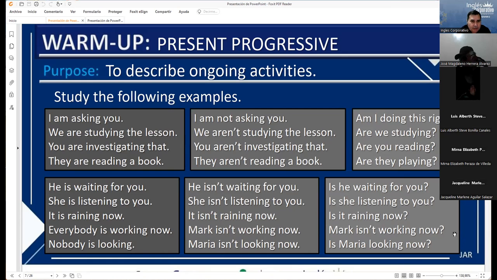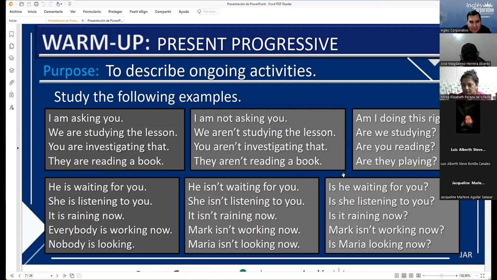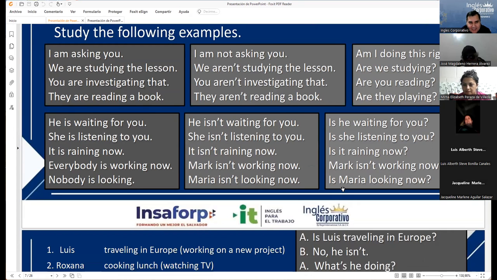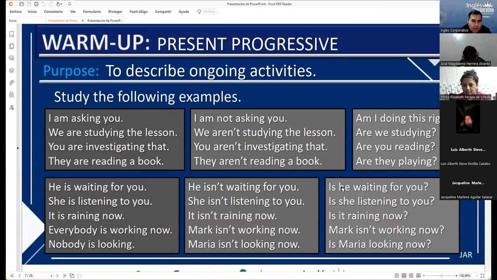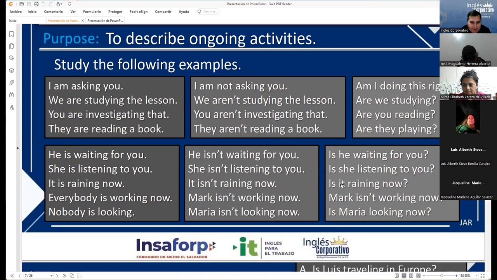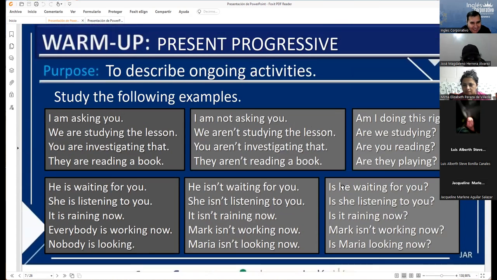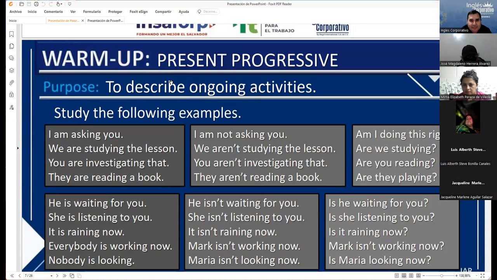Is Maria looking now? And the rule that was here? Which rule? No, sorry, it's the agenda table. Yeah, it appeared there. Okay, so teacher, my dear.